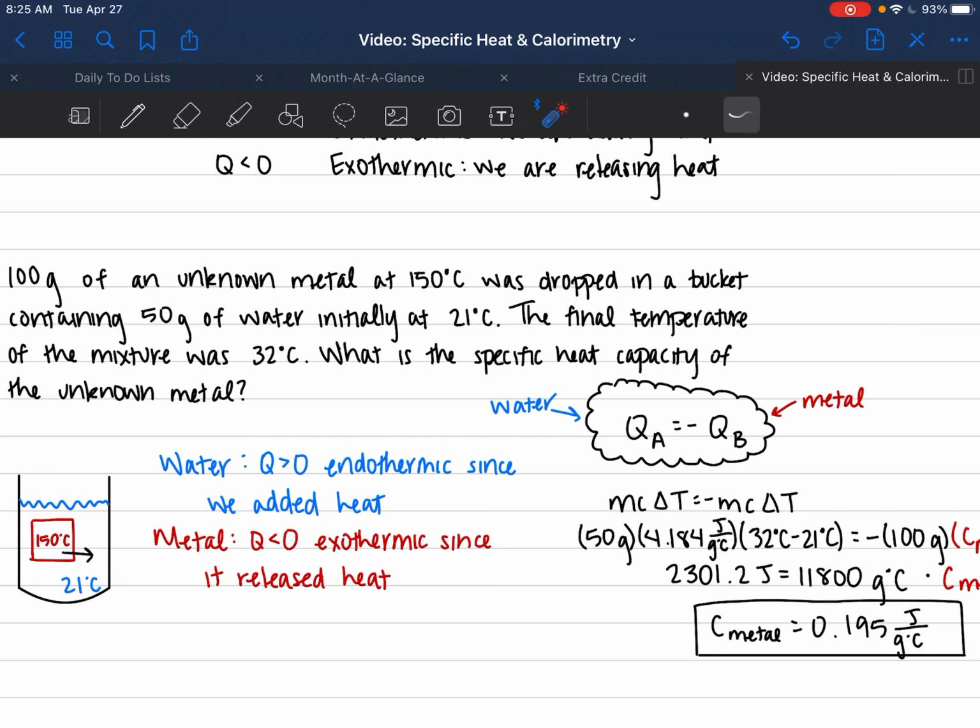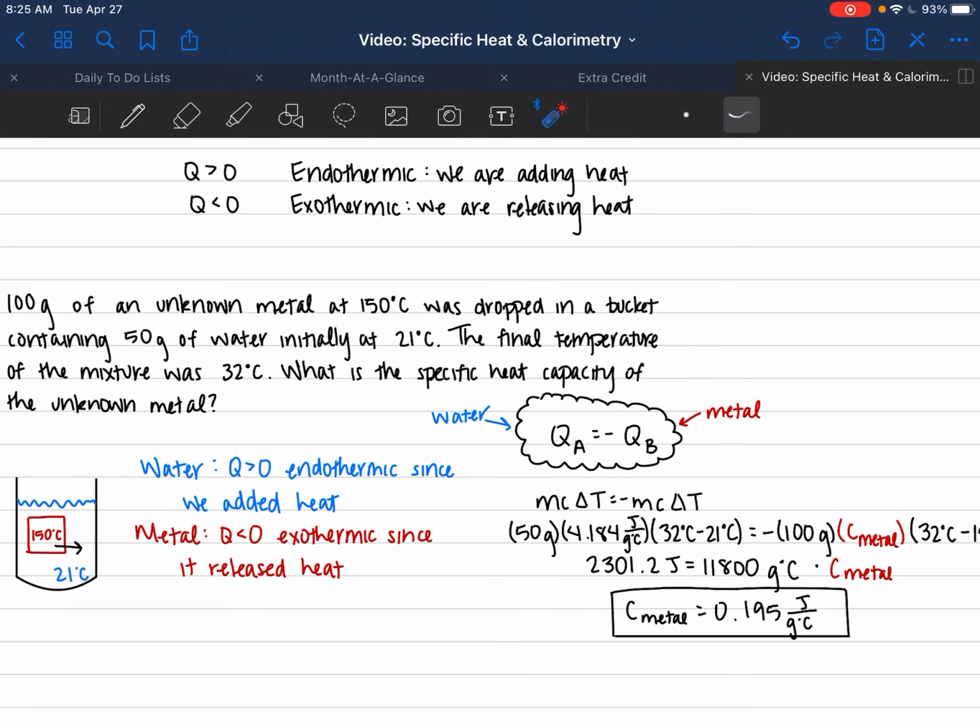And we already know that Q is equal to MC delta T. So we can just plug that in. MC delta T is equal to the negative of MC delta T for the metal. Don't forget that negative sign. It will be important later on. So at this point, I went ahead and started plugging in values. We have the mass of the water, 50 grams. We have the specific heat of water that we've used in the last two problems. And then we have that change in temperature. We know the final temperature will be 32 degrees Celsius, but the water was initially at 21 degrees Celsius.